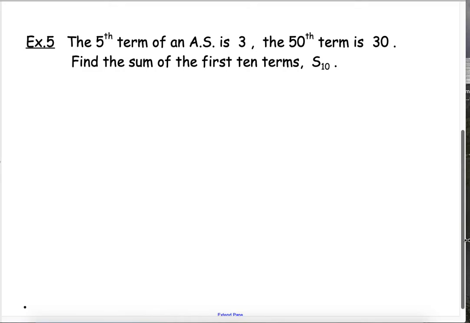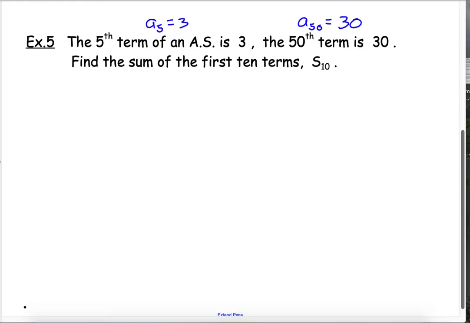The fifth term of an arithmetic sequence is 3. So a sub 5 is equal to 3. The 50th term, oh gosh, a sub 50 is equal to 30. Wow. Well, that tells you from the fifth term all the way to the 50th, we've only gone from 3 to 30. That means our common difference has got to be pretty small. It's going to be less than 1, isn't it?